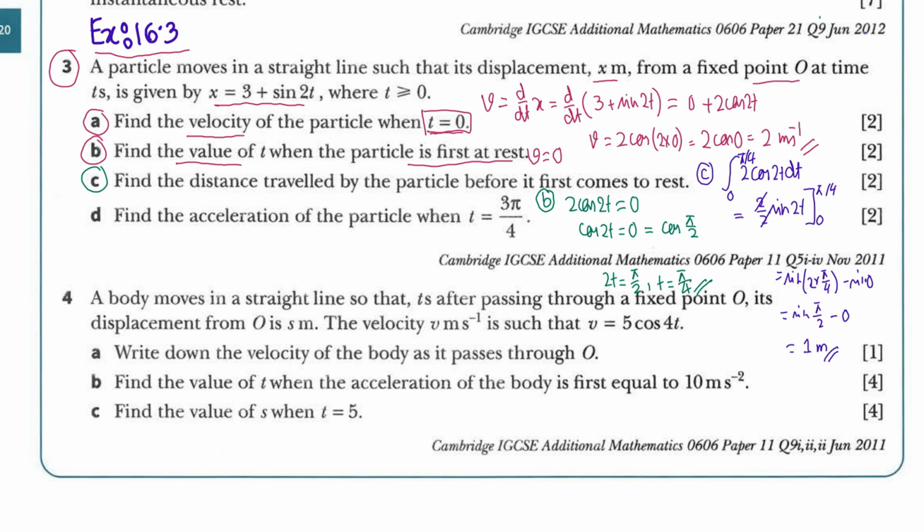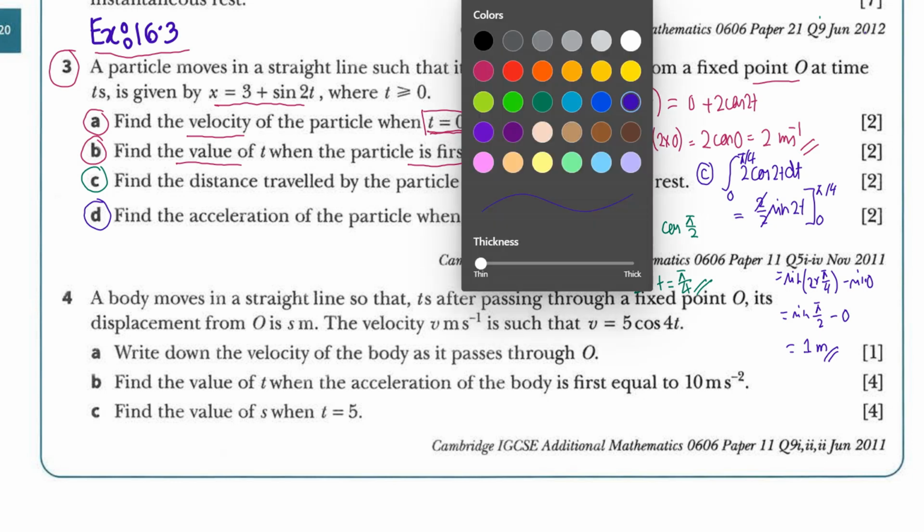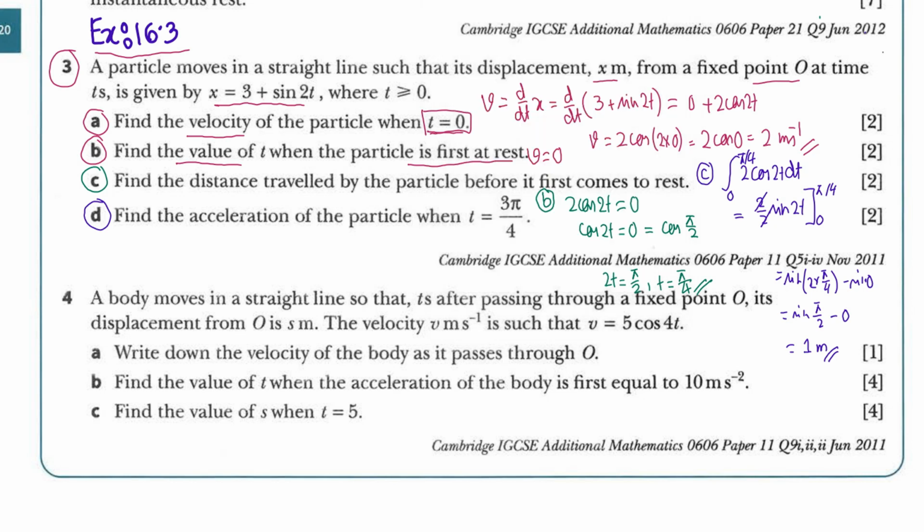At this stage, we are in the last part of this question, which is part D. Let me use a different color again. I'm going to use this color. Find the acceleration of the particle when t equals 3 pi by 4. Acceleration means, to get the acceleration expression, we have to differentiate the velocity. We all know, we have already done a lot of questions like this. We have the velocity expression, which is 2 cos 2t. Let me write 2 cos 2t. If we differentiate that, the differentiation of cos gives us minus.